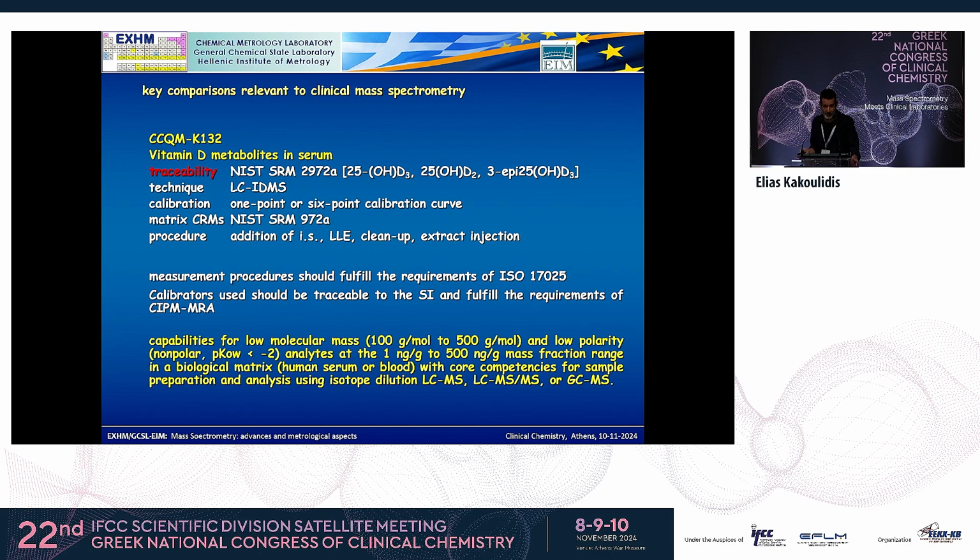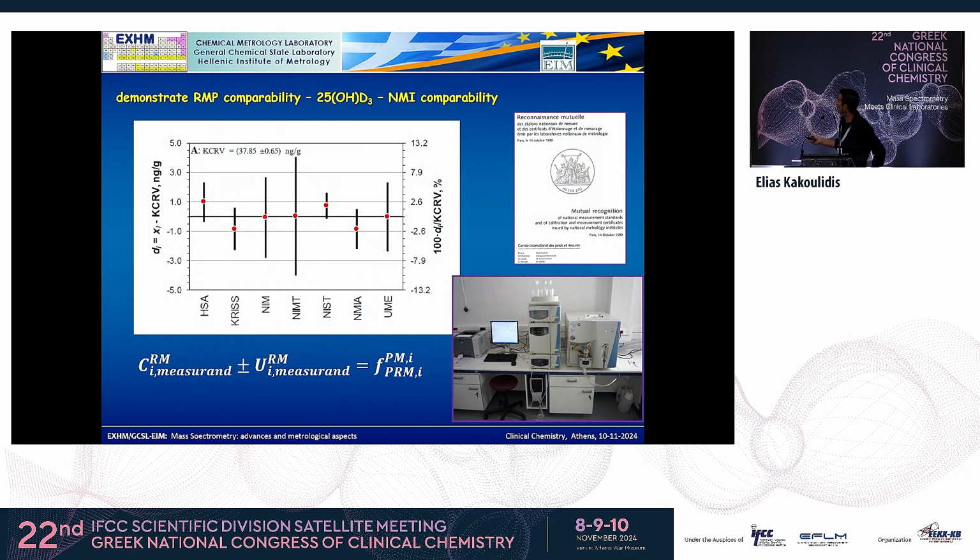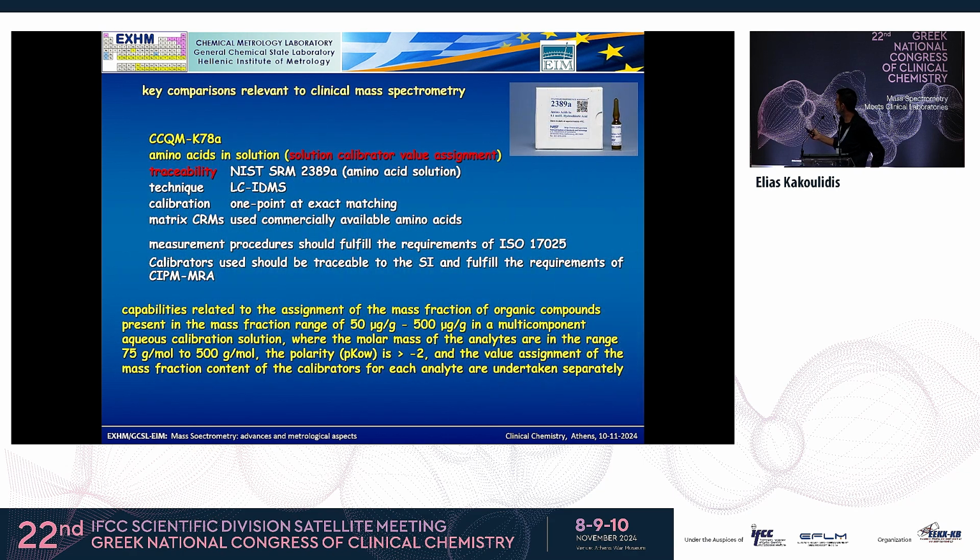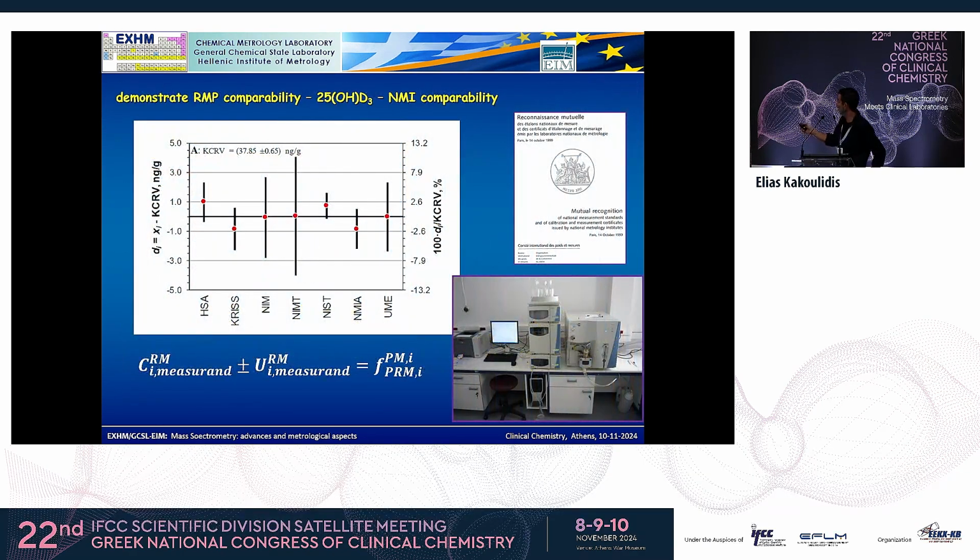And because the previous talk was about vitamin D, I included a comparison with vitamin D that happened, I think, 10 years ago. This is how the metrology institutes measure vitamin D, one of the metabolites. And you have an agreement between 1 nanogram per gram between the participants.